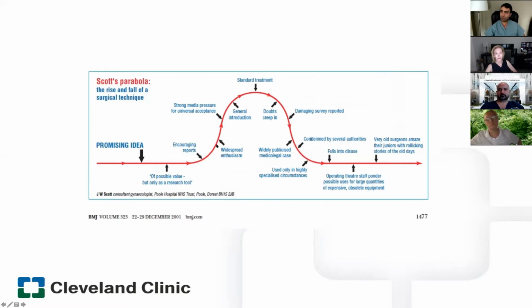Then there's widespread enthusiasm, okay? Everyone's doing it. It becomes a standard treatment. Arthroplasty for everybody, 2 level, 3 level. Let's just keep going with these things. And then as we start seeing the complications come back and things start going wrong, doubts start creeping in, and there's some, this hasn't really happened yet, widely publicized medical legal case. And then it basically trends down towards finding a happy medium about where this is going to be, okay?